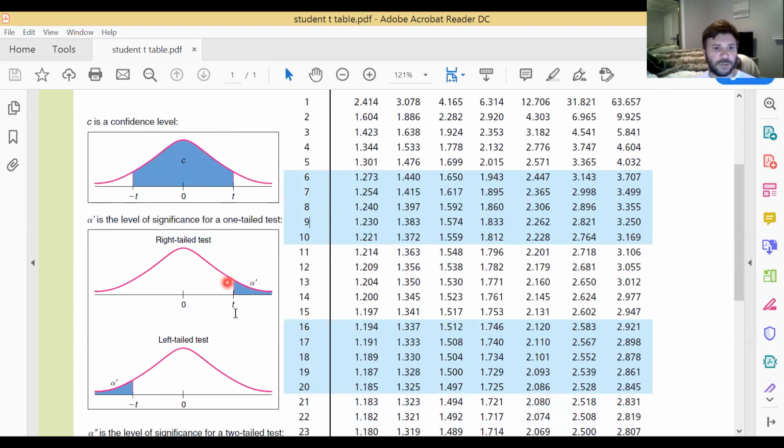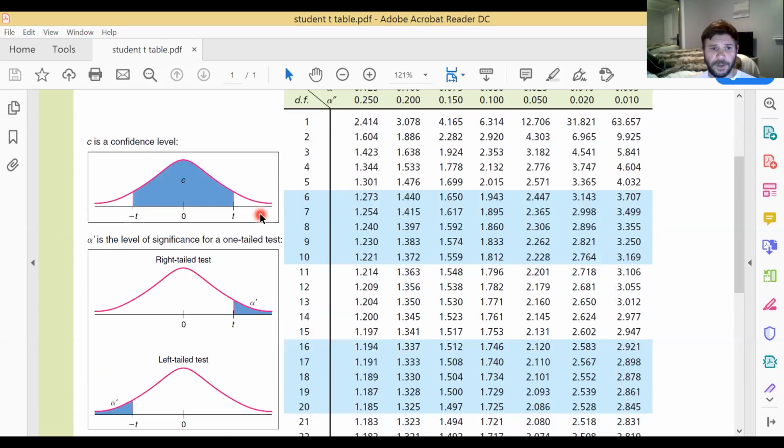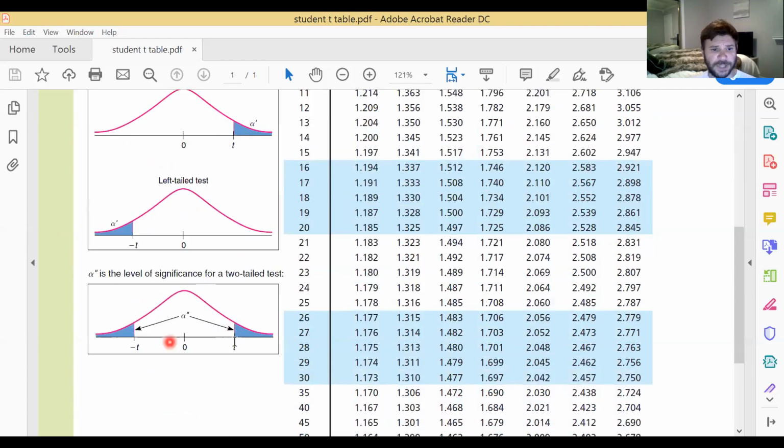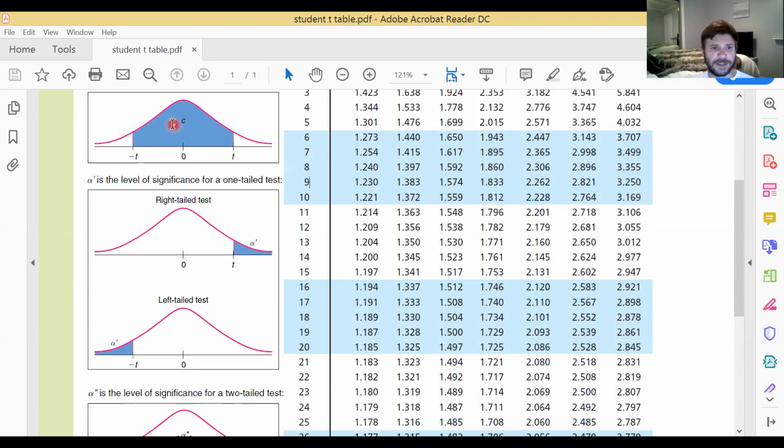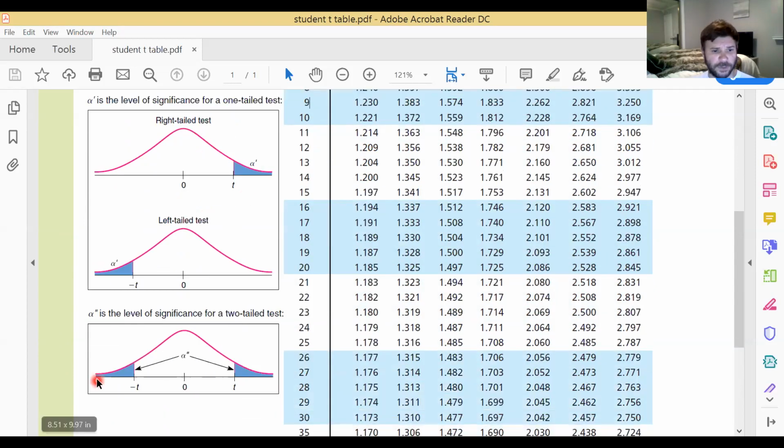Here it is for the right-tailed test. We're using alpha prime, and for the left-tailed test, we can also use alpha prime there. Okay. Two-tailed test here, alpha double prime. Okay, so we could use this third column, or we could recognize the relationship with the confidence interval here. So let's take a look at this alpha double prime column and make sure we can see what's going on.